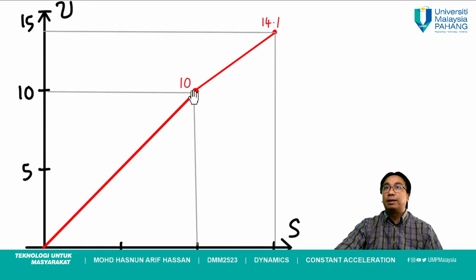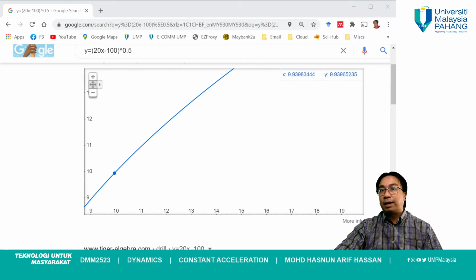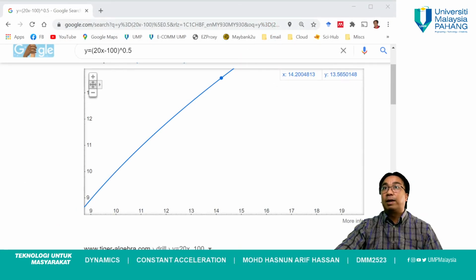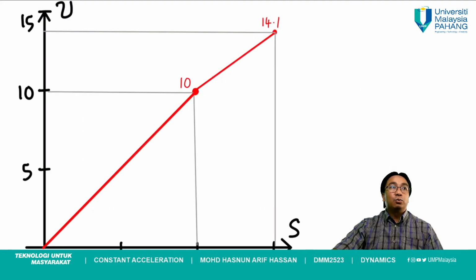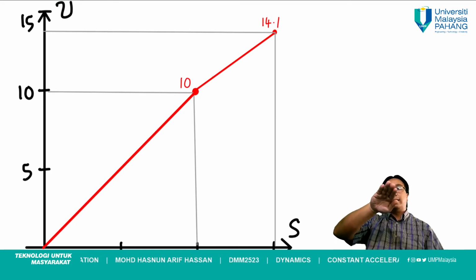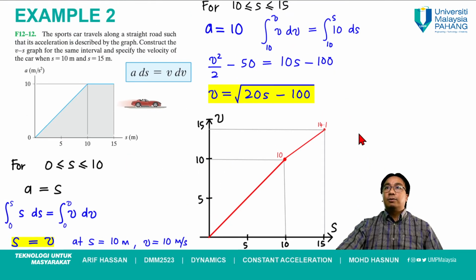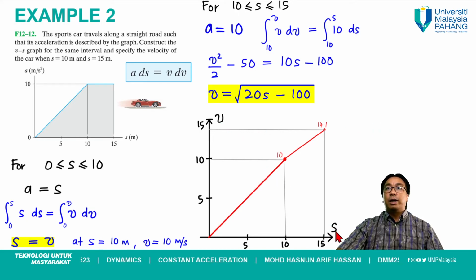bila kita gantikan. Okay, so tadi dalam Google tadi pun kita dah tahu dia macam almost straight line je daripada 10 ke 15 ni. So that is why I just draw a straight line lah, almost straight line. Sebenarnya dia ada curve sikit lah, dia curve ke atas sikit. Okay, so that's it. So settle lah kita punya velocity lawan displacement graph. So VS graph settle.